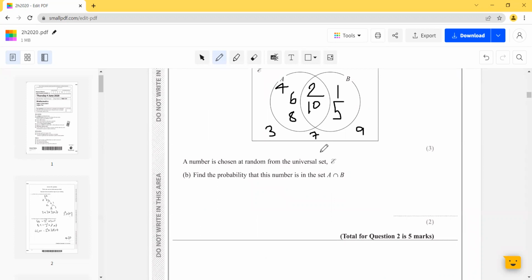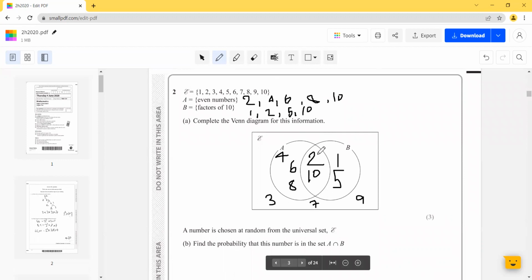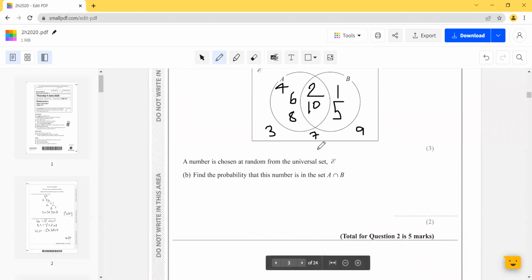Part B. A number is chosen at random from the universal set. Find the probability that this number is in the set A intersect B. Well, we know that there are 2 numbers in the intersection, and there's 10 numbers in total. So it will be 2 over 10, which is 0.2.